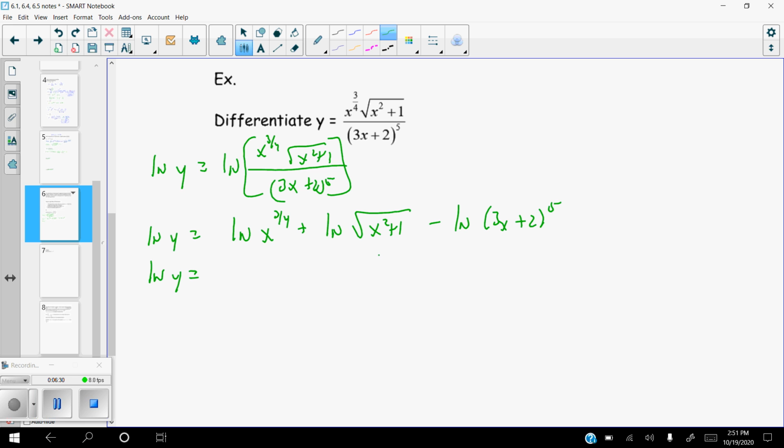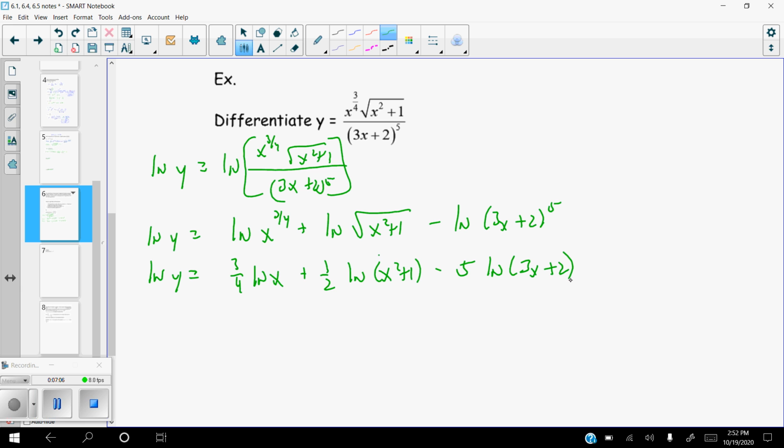Again, leave the left side alone for now. Remember that you have powers now, or exponents, of your arguments. Those can be brought out to the front of your logs. So this will become 3/4 natural log of x. Remember that the exponent on the x squared plus 1 is a 1/2 power, so I can bring a 1/2 out. Remember, you're not taking a derivative yet, so we're not reducing powers or anything like that. We're just using properties of logs to bring the exponents to the front. And then minus 5 log of (3x plus 2).